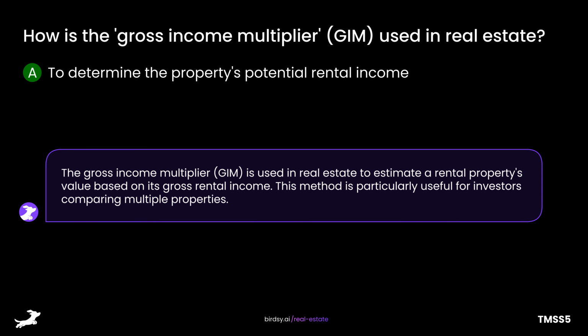The gross income multiplier, GIM, is used in real estate to estimate a rental property's value based on its gross rental income. This method is particularly useful for investors comparing multiple properties.